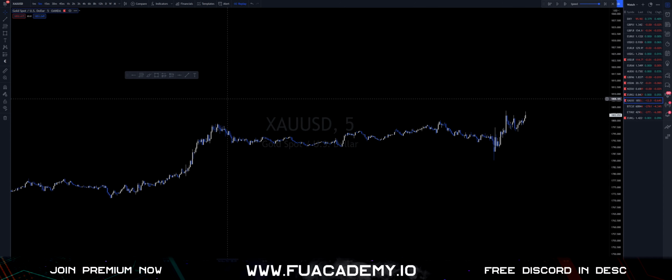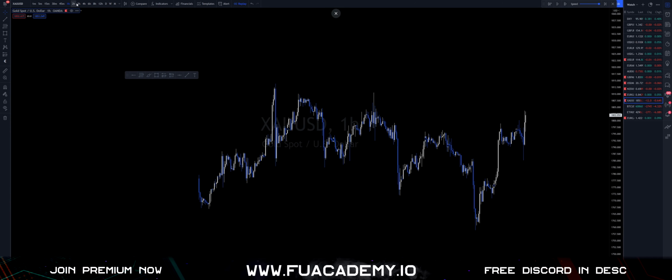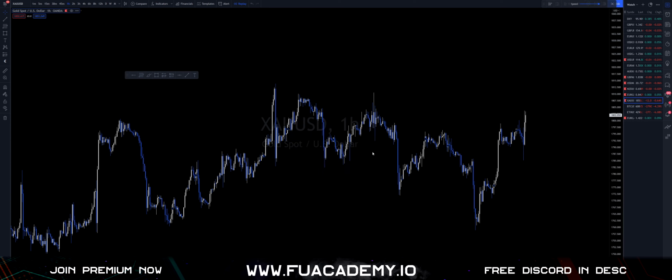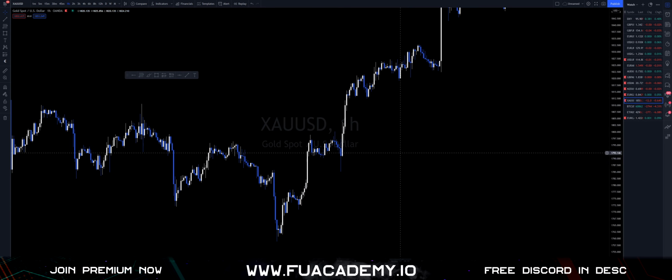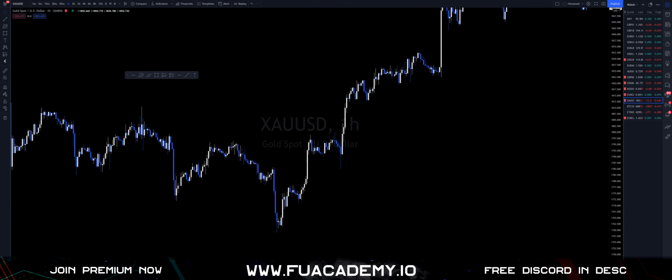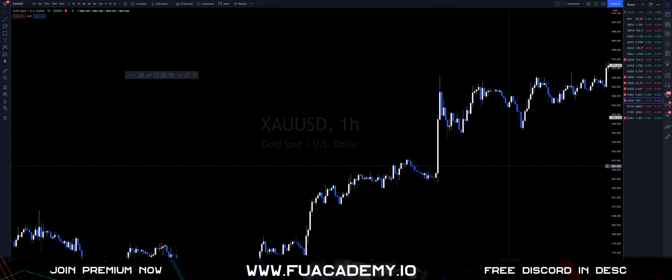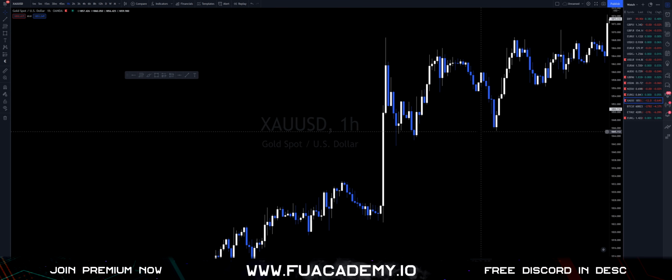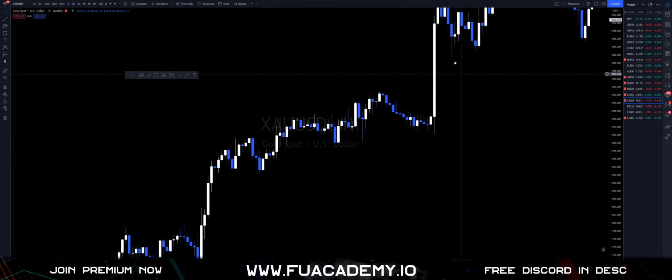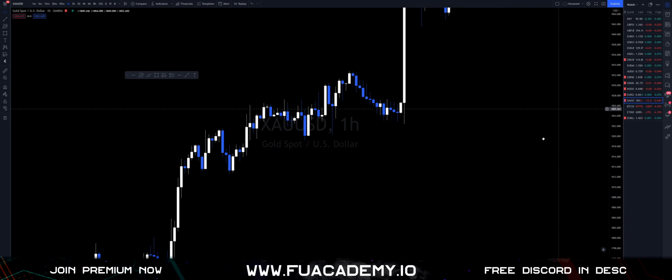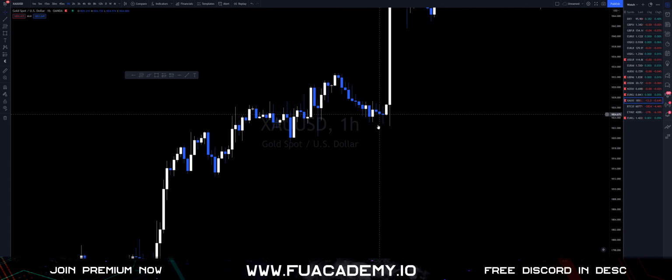Okay, so let's take a look at another example, and the replay tool right here. So, what do we have right here? We had this consolidation. Okay, we had this consolidation right here. Look at before the big move gets created, what do we wait for? We wait for the liquidity to be cleared.